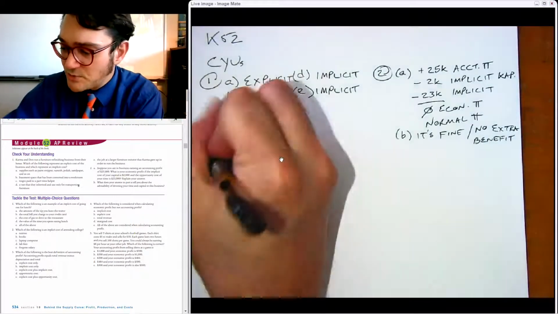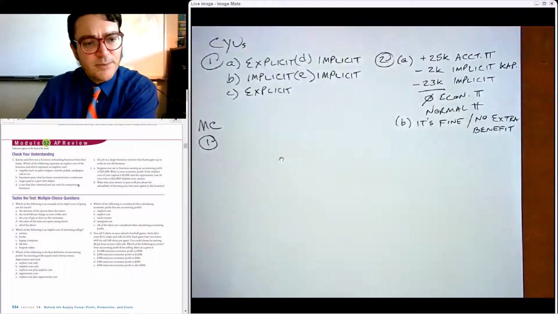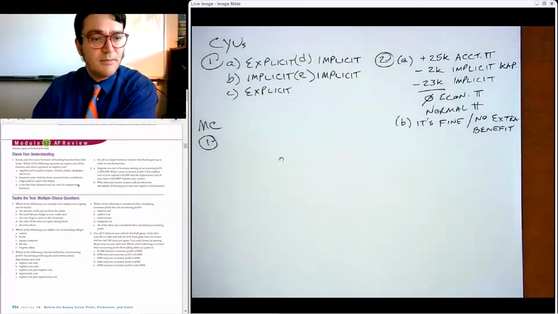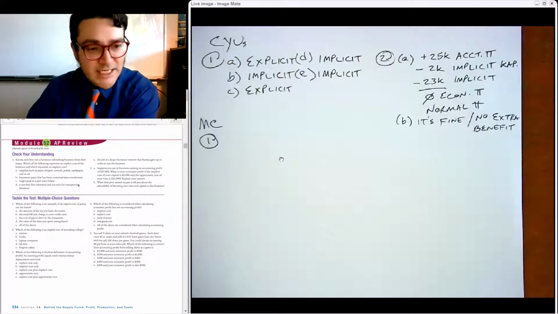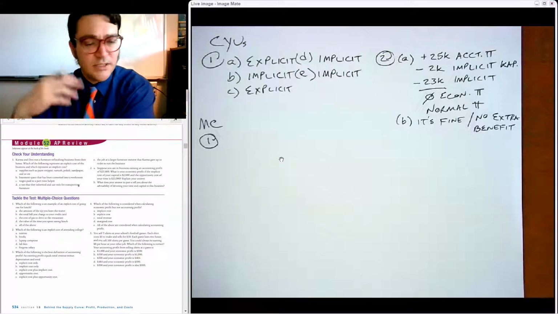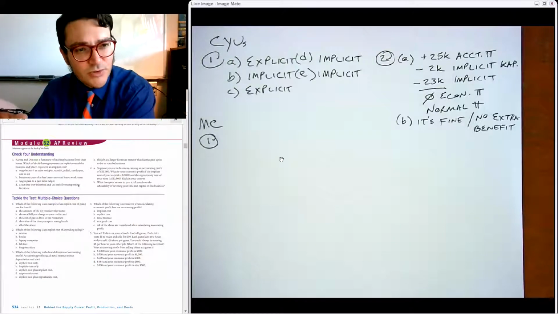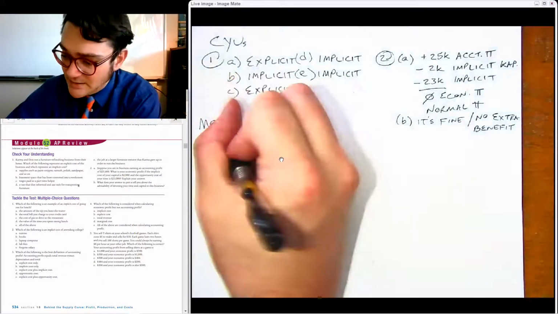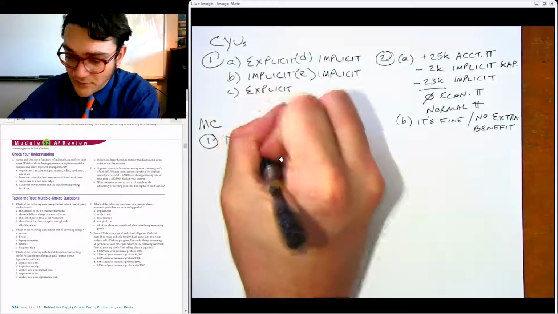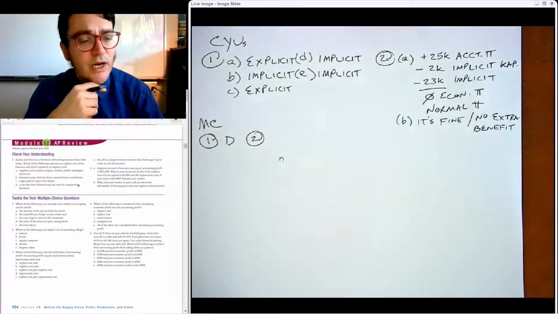Let's take a look at these multiple choice questions. Multiple choice question number 1: which of the following is an example of an implicit cost of going out for lunch? The amount of the tip you leave? No, that's explicit. The total bill you charge? No, that's explicit. The cost of gas? No, that's explicit. The value of the time you spent eating lunch? So that is going to be D for that one. And we know all of the above is not the right answer because A through C are not right.